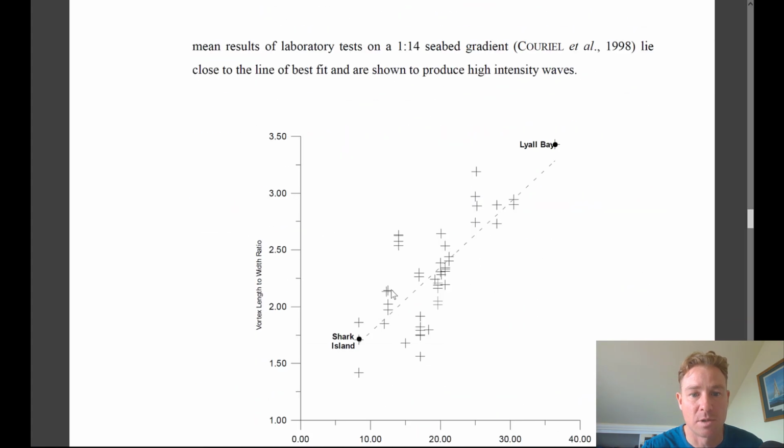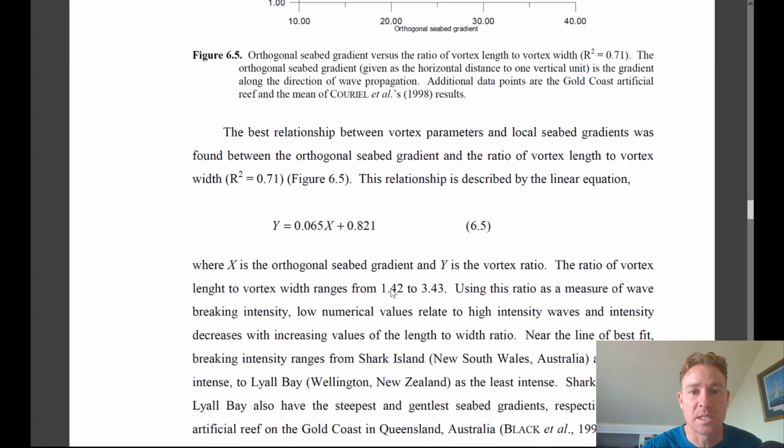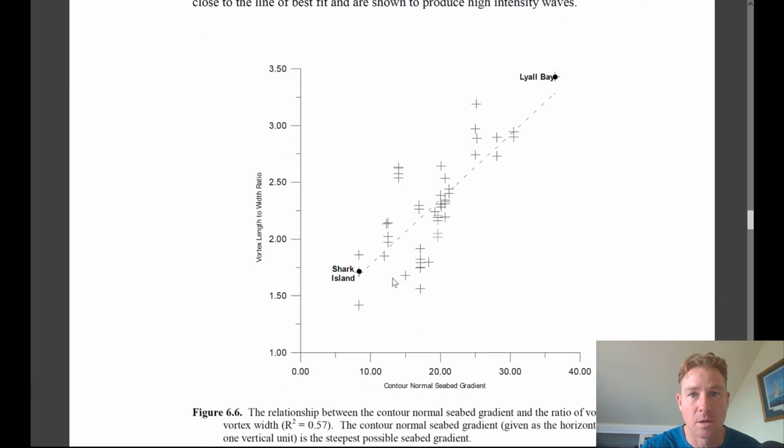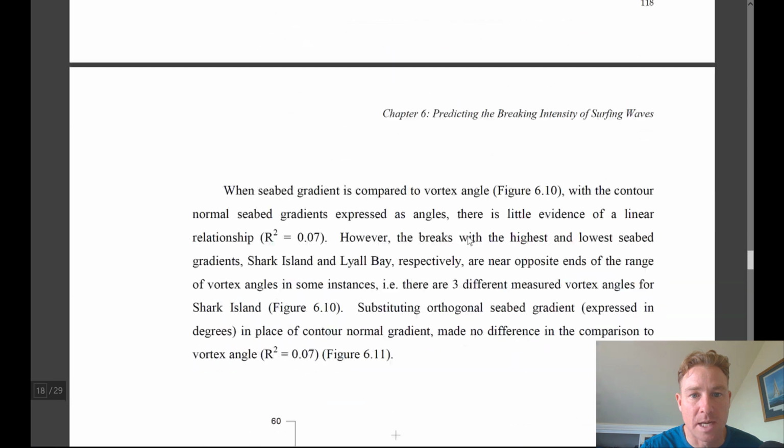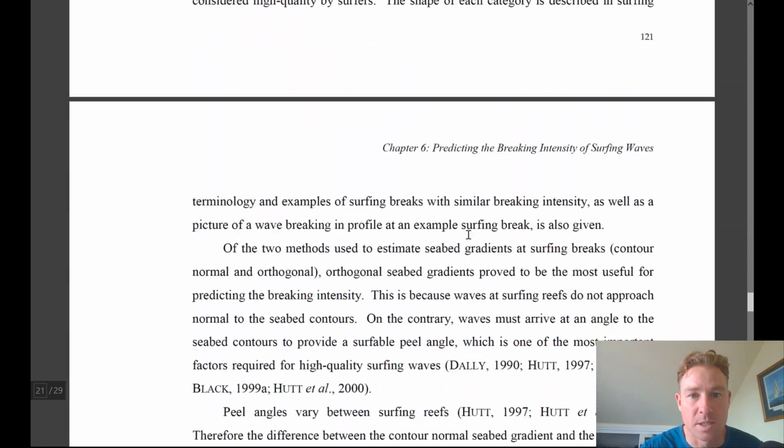Okay, plunging waves only. But this was fascinating, because what they did also is they took a look at wave period and wave height as well. And they found that while period and height also will change the intensity of the wave, let's go back down to the conclusion here. Where is it? Conclusion.